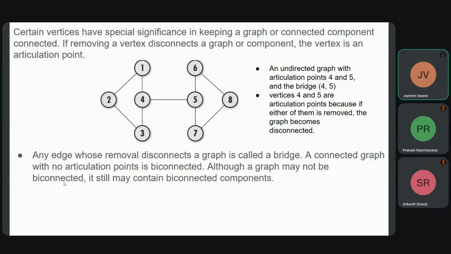Sorry, I just missed out the point on articulation point. If removing a vertex disconnects a graph or component, the vertex is called an articulation point. Here we have the articulation points 4 and 5. In this undirected graph, if we remove either 4 or 5, the graph will be disconnected. If there are no articulation points, the graph is bi-connected, which means there is one way or another to reach every vertex. Although a graph may be bi-connected, its subgraphs may not contain bi-connected components.